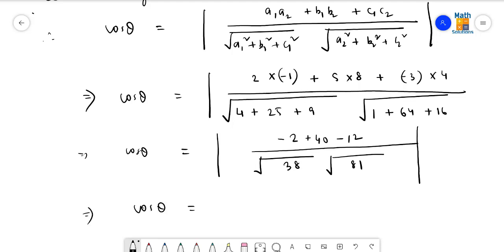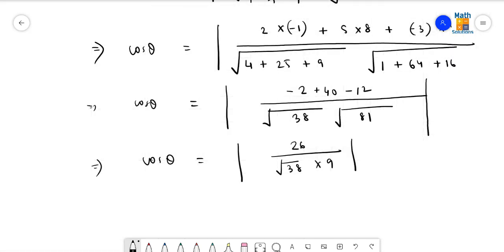cos theta is equal to 40 minus 12. The result is 28. Then minus 2, it is 26. Then root 38, from this part it is 9. So our answer will be, in this case, theta is equal to cos inverse 26 by 9 root 38. So this is the required answer. So in the same way, the second question could also be solved.